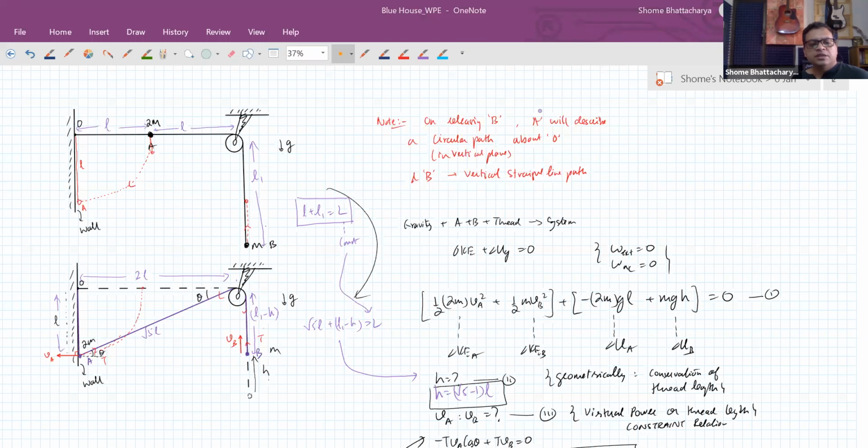At the same time, B has gone up by H. So this length from A to the pulley is root 5L, whereas from the pulley to B is now L1 minus H. So the total of this should still be capital L, which is the same constant. So equate this length with that one, and from that, you will get H as root 5 minus 1 into L. Is it clear, Prachi?